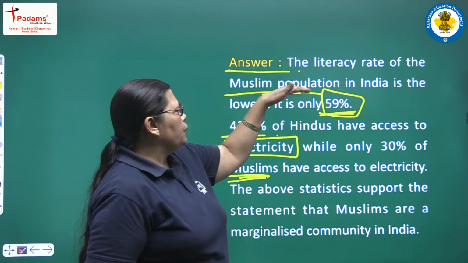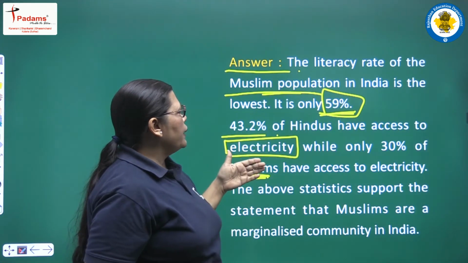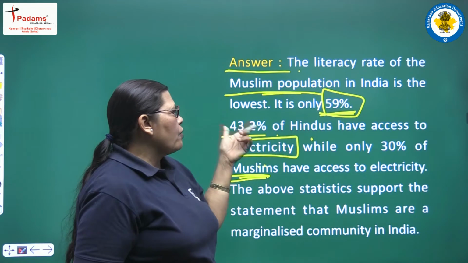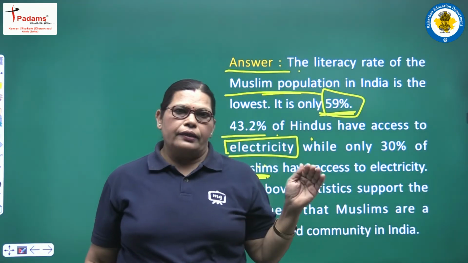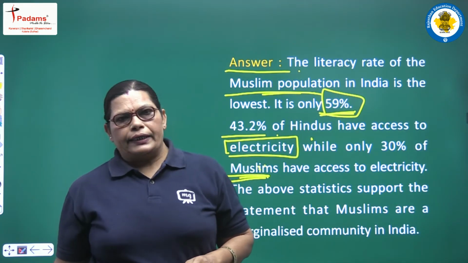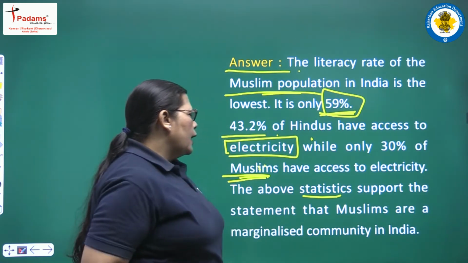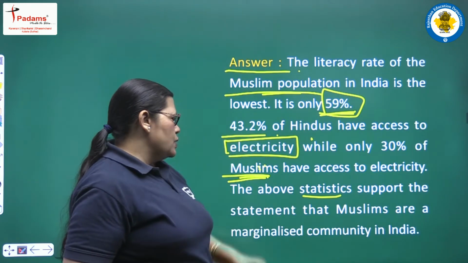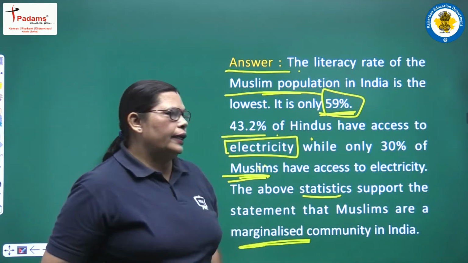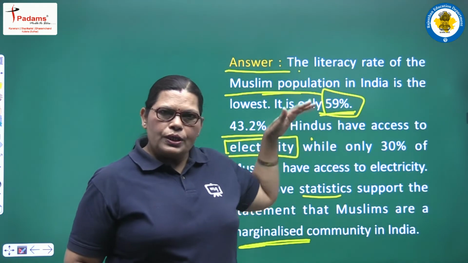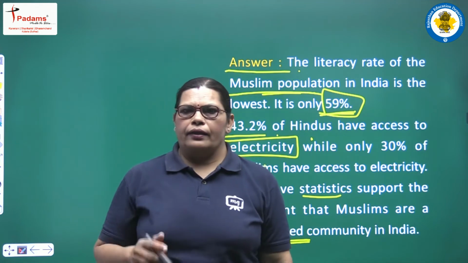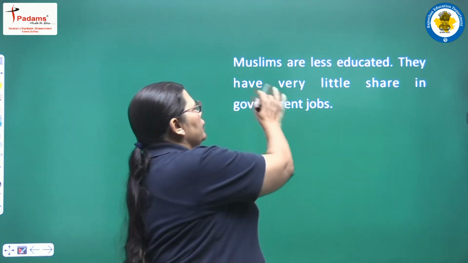जब हम बात करते हैं एजुकेशन की तो हम देखते हैं सबसे लोअर स्टेज पे है. जब हम बात करते हैं इलेक्ट्रिसिटी की, then when Hindus have 43.2% electricity at their homes, we notice that only 30% of Muslims have access to electricity. And the next one: the above statistics support the statement that Muslims are a marginalized community in India. अब आप इन 2 चीज़ों को देख के नोटिस कर पा रहे होंगे कि इंडिया में जो मुस्लिम्स हैं वो माइनॉरिटीज़ में आ रहे हैं. Okay, this one is the important thing here.